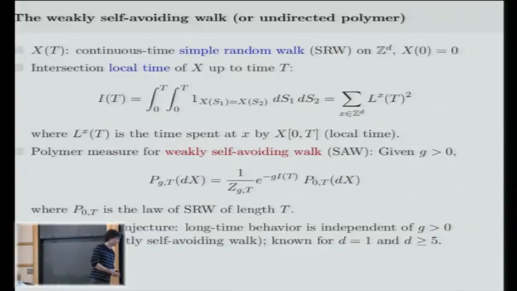However, there's a kind of universality conjecture which states that the long-time behavior of these walks is supposed to be independent of this parameter g, no matter what it is, including the strictly self-avoiding walk. So as soon as g is positive, all these measures are supposed to behave the same.